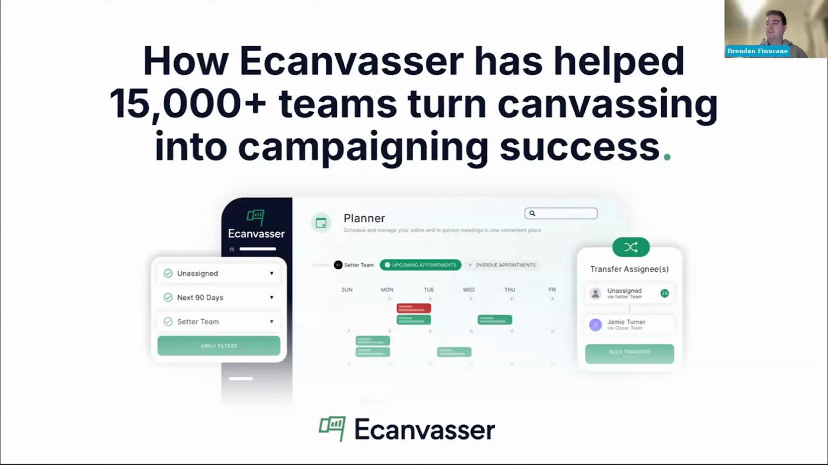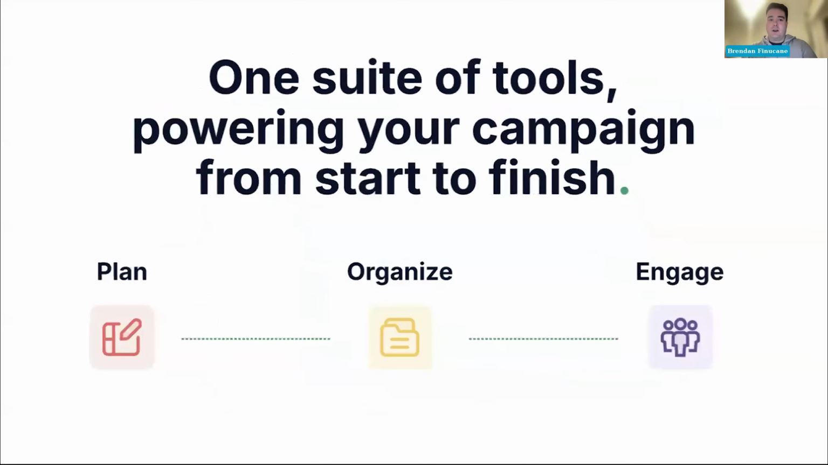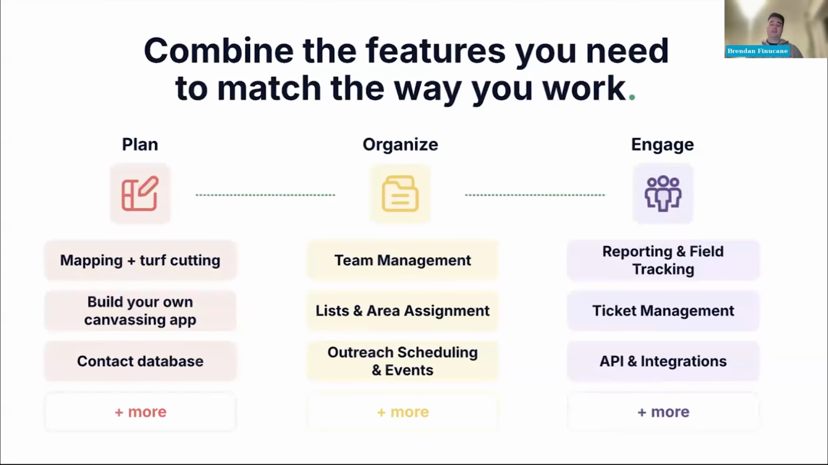Then, in terms of how ECanvasser actually does it, ECanvasser is split up into three sections: plan, organize, and engage. Plan is doing your outreach, building your canvassing, cutting your turf. As I said, you have your turf cutting and canvassing app in plan. Then you have your team management, your list assignment, and you can do offline canvassing events where you can assign a list to that. You can have your meeting points.